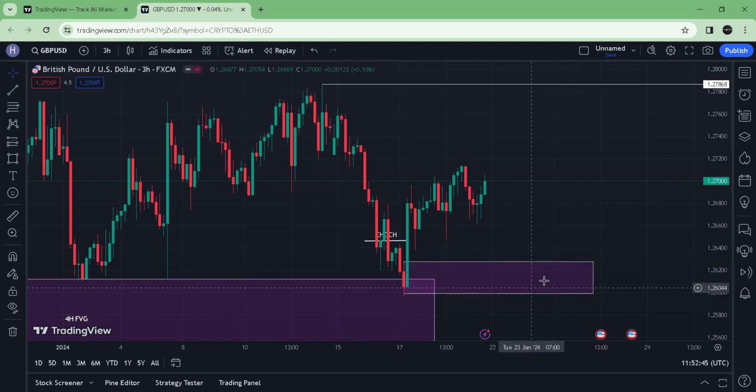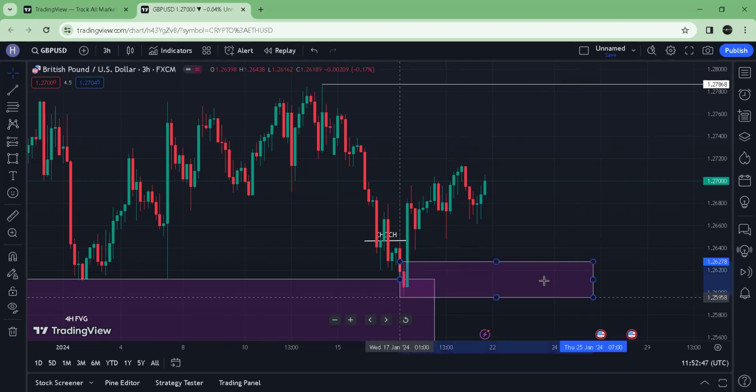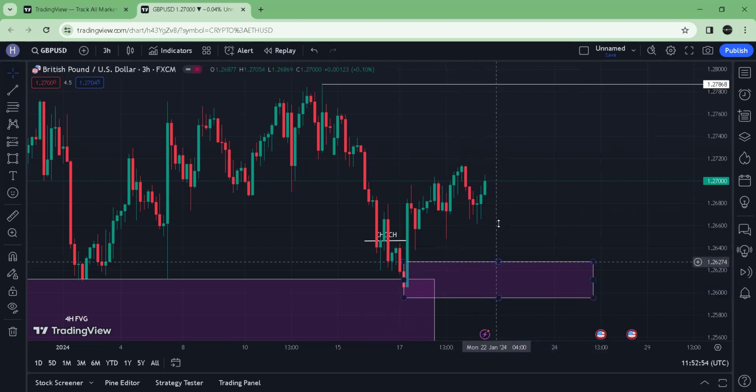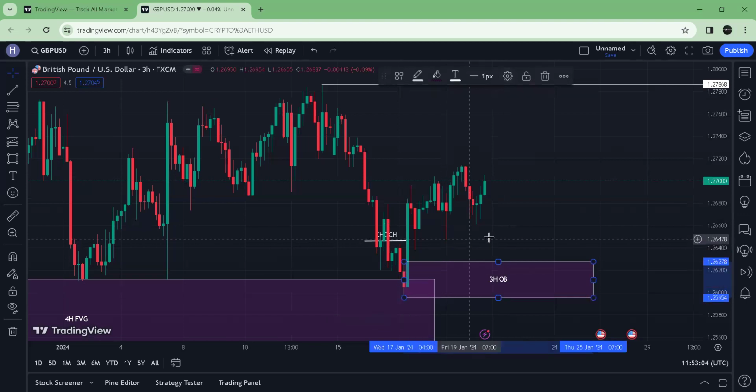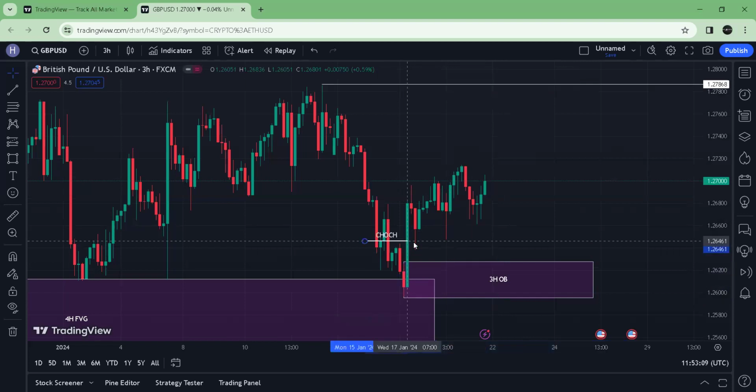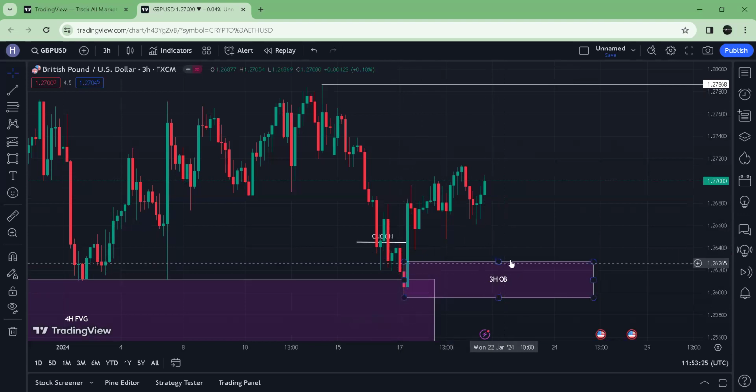Mark that. We need to mark that properly. That's good enough. We need to label that so that we know what it is: 3-hour order block. Labeling helps you remember what's what. As you can see, we have our change of character on the 3-hour. Then below the change of character is our order block. So this area is where we're going to execute our buy order to take out this liquidity, and the other one residing up there.